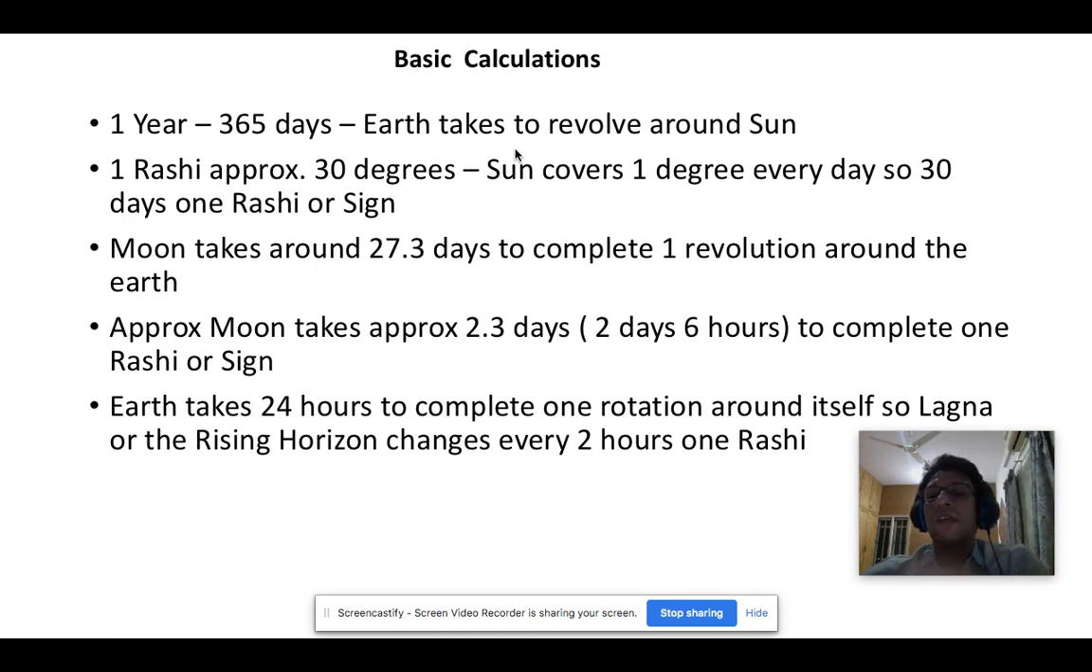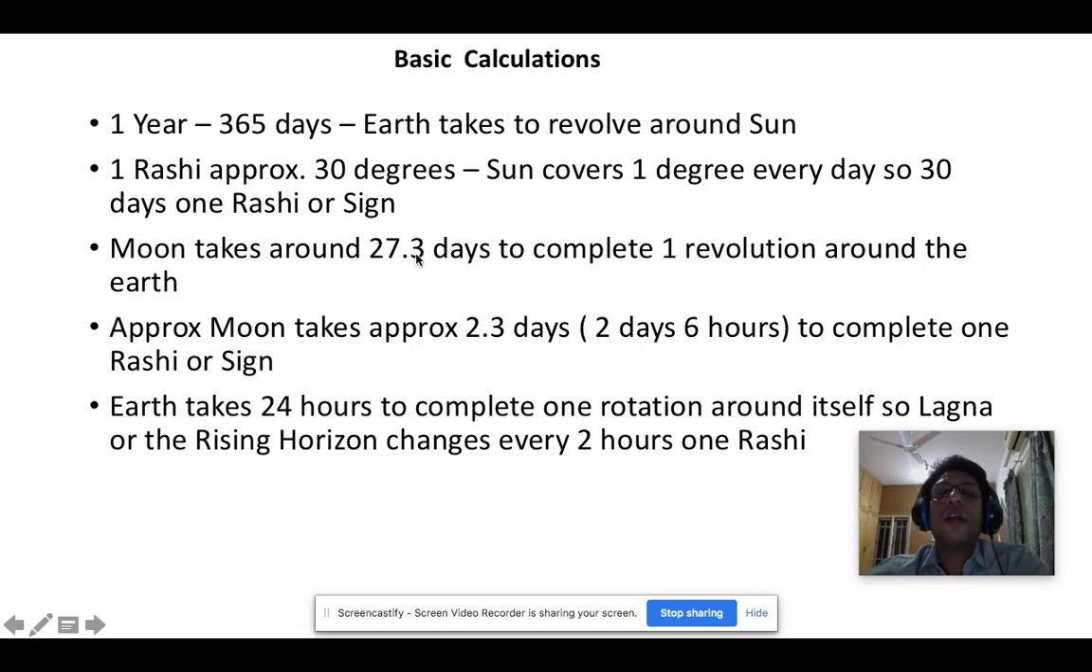So it's not always 30 days, right? For the sun, it's actually not the sun traveling, but the Earth traveling, but it's relative to the sun. So sometimes it takes 30 days, sometimes 31 days, sometimes 28 days. So it varies. One rashi is approximately 30 degrees. Sun covers 1 degree every day. So 30 days, one rashi or one sign. This is an approximation again, I told you. Sometimes it's more, sometimes it's a little less.